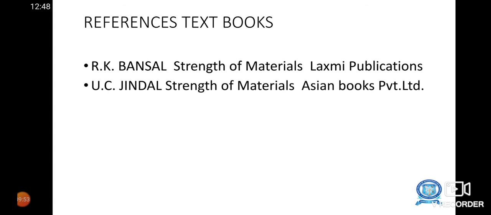So the reference textbooks we are using: RK Bansal, Strength of Materials, Laxmi Publications; and UC Jindal, Strength of Materials, Asian Private Book Limited.